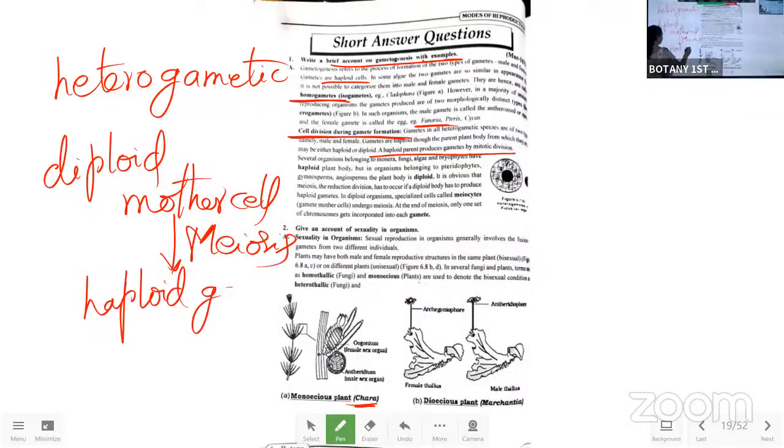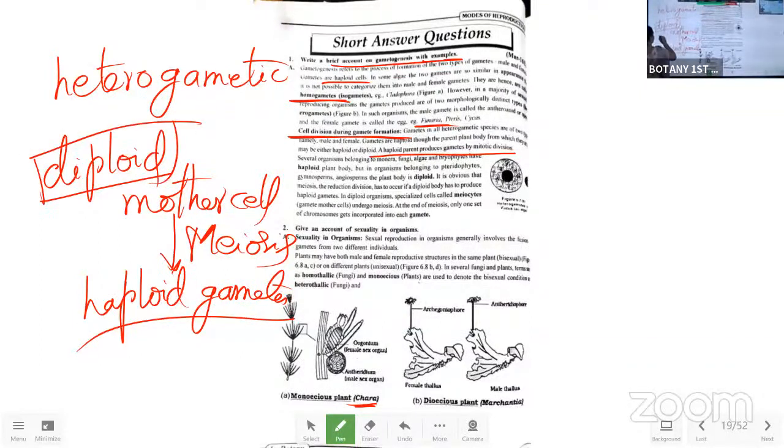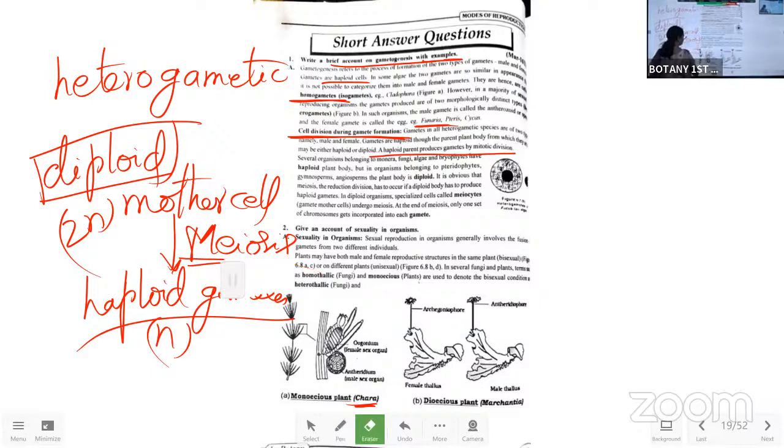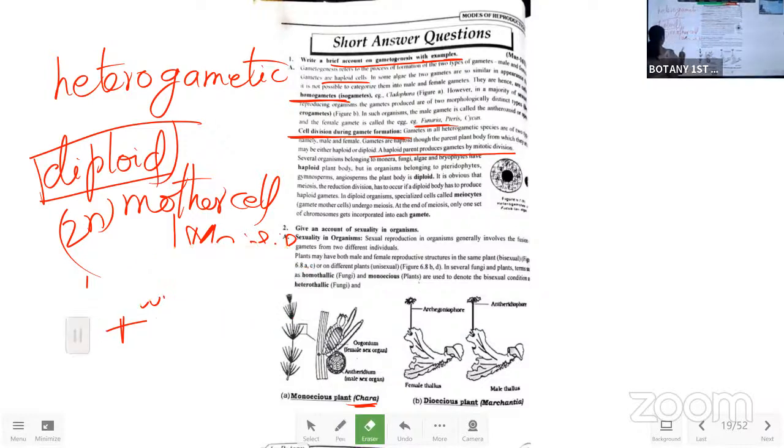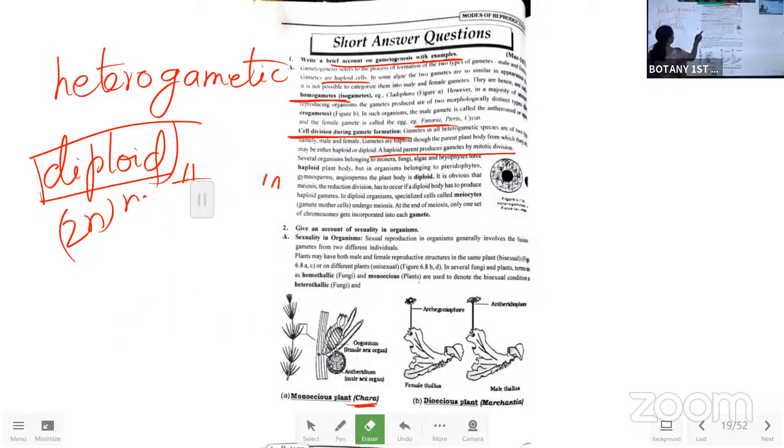This is mandatory in the plant body. There is no change in this. Always the mother cell is diploid, 2n in condition. The haploid gametes are always n in condition by the reduction division, that is nothing but the meiosis. The same one we are saying over here.